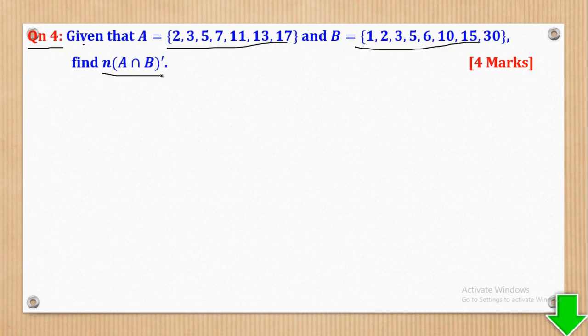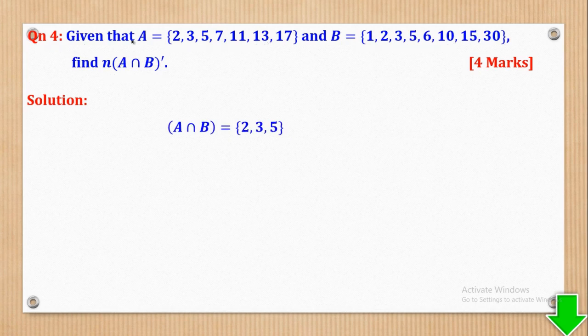in A intersection B complement. So in this case, you can use a Venn diagram or you can list down. So we shall use the method of listing down. So first of all, we shall list A intersection B. A intersection B means the members in both A and B. If you look at this, you realize that 2 is common in both, and also 3 is common in both, and also 5 is common in both. What does that mean? It means that 2, 3, 5 are the members in A intersection B.